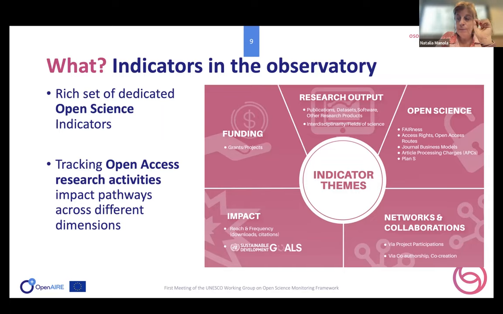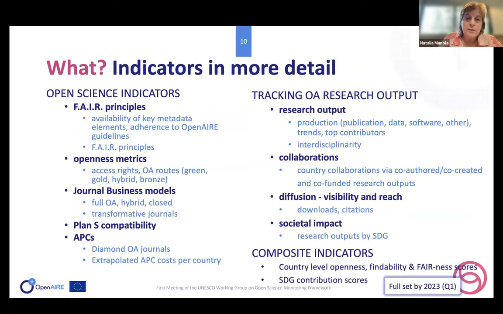When we are just getting these numbers out, we need to think of ways of how to present them. Some indicators for open science in more detail: we talk about the FAIR principles. This is the RDA maturity working group that we're working on, realizing that these FAIR indicators are not the same across all disciplines. This is something that we need to take into account. Then the openness metrics, journal business models, Plan S compatibility, and so on. These are all related to how open science is implemented and how the environment is being set.